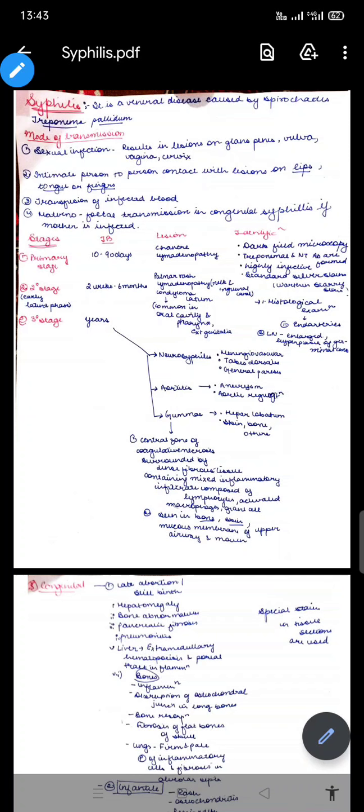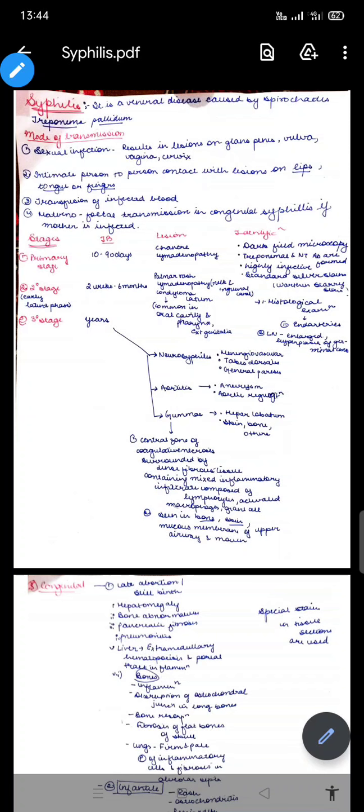Then the mode of transmission is four. First is sexual infection, which is the most common. It results in lesions on the glans, penis, vulva, vagina, and cervix. Then there is intimate person-to-person contact with lesions on lips, tongue, or finger. Then transfusion of infected blood, that is the hematogenous route. Then materno-fetal transmission in congenital syphilis if the mother is infected.